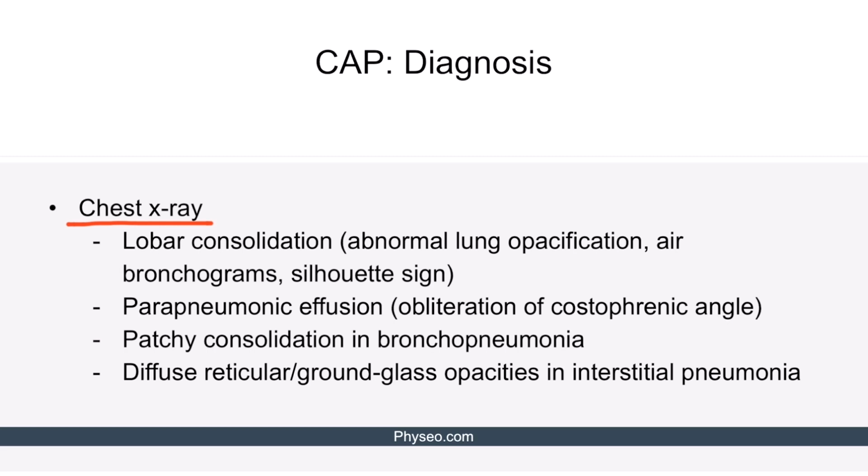Additional features that are often appreciated are air bronchograms, which refer to the prominent appearance of air-filled bronchi as they get surrounded by opacified alveolar spaces, as well as silhouette sign, which refers to the loss of interface between lung and soft tissues, such as heart and diaphragm. Many times, a parapneumonic effusion is also present, seen as obliteration of the costophrenic angle. Other radiological patterns of pneumonia include patchy consolidation of bronchopneumonia and diffuse reticular or ground glass opacities in interstitial pneumonia.